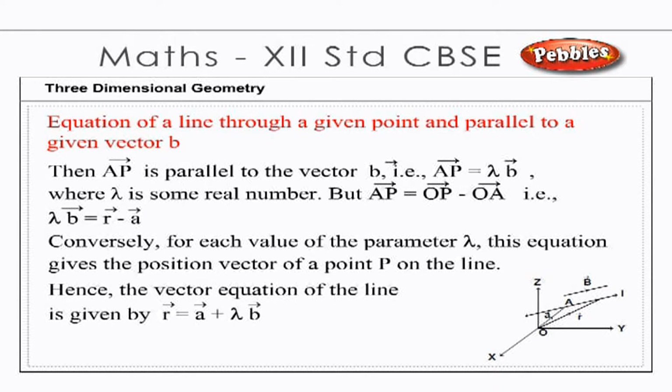But vector AP is equal to vector OP minus vector OA, that is lambda vector b is equal to vector r minus vector a. Conversely, for each value of the parameter lambda, this equation gives the position vector of a point P on the line. Hence, the vector equation of the line is given by vector r is equal to vector a plus lambda vector b.